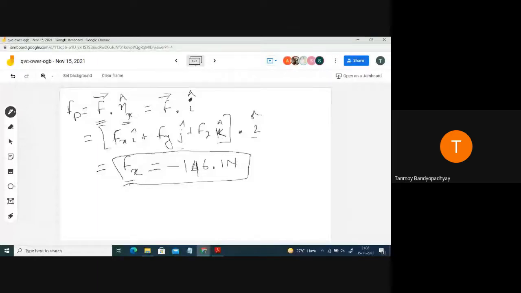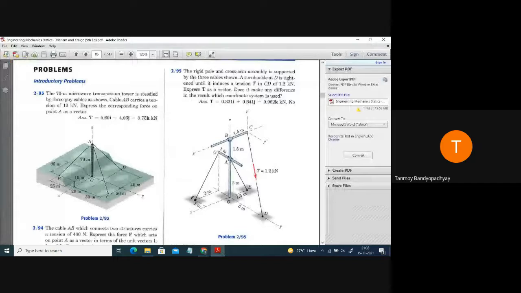The next problem will make this clearer. See, in the next problem, just see the last line. Does it make any difference in the result which coordinate system is used? That is what we have to determine. What is the coordinate system we are choosing?